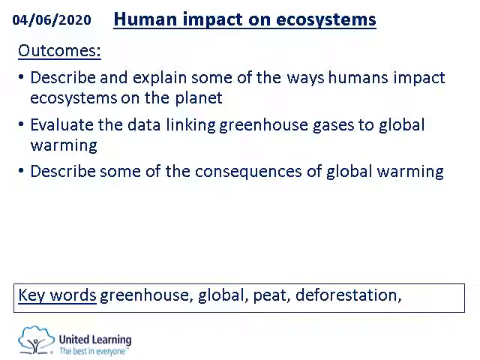And what I want us to be able to do by the end of this lesson is to be able to describe and explain some ways that humans impact ecosystems on the planet. Want us to be able to evaluate data linking greenhouse gases and global warming. And then we need to be able to describe some consequences of global warming. Again, you might already be able to do that because we have covered it in the chemistry topic we've just done.